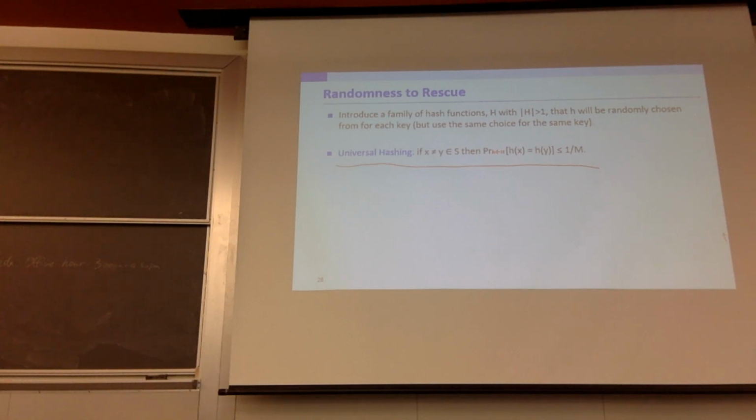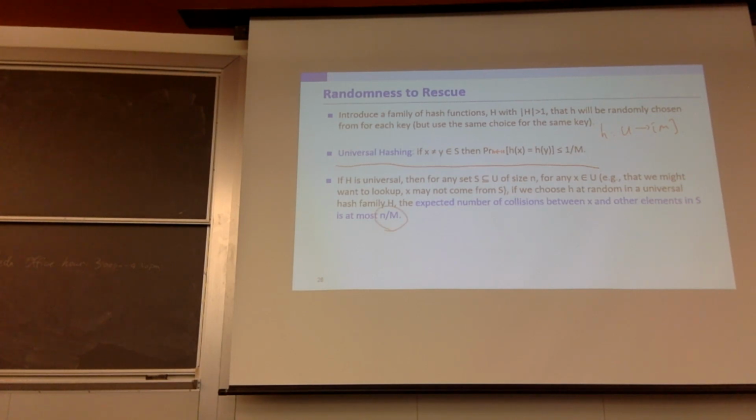Remember, this m here is the range of your hash function. Your hash functions are from U to m. So basically you have less than 1 over the number of buckets you have. If that probability is smaller than that, we can guarantee that if we have n elements, the expected number of collisions between x and other elements is at most n over m.